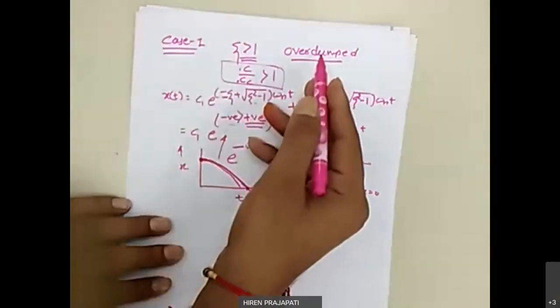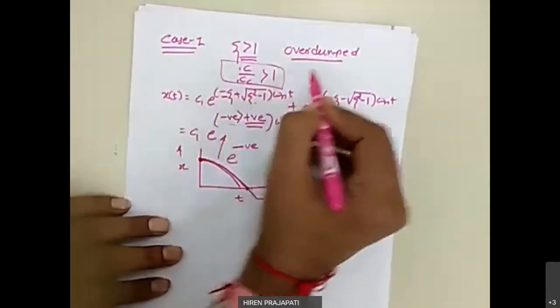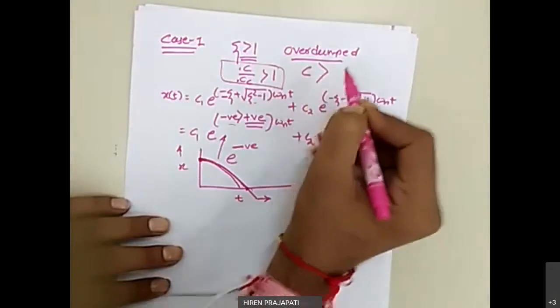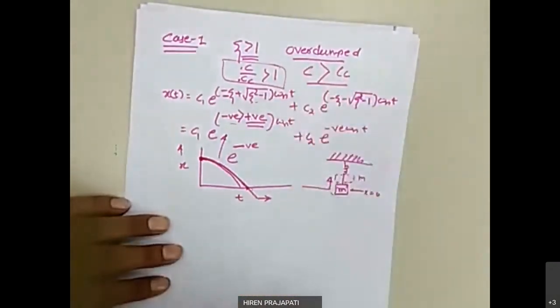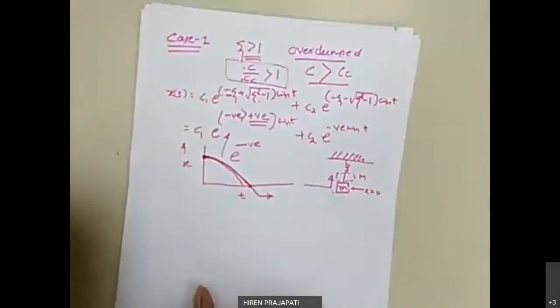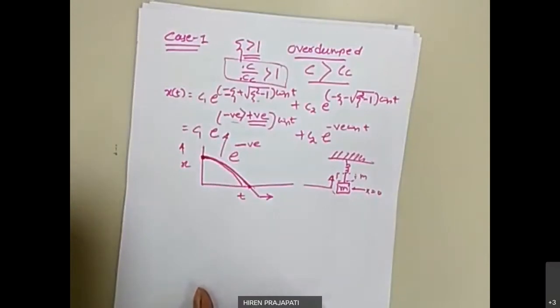So this is case one. If you go for the overdamped condition, it means external damping is greater than critical damping. Now, what is the meaning of critical damping? That we'll see here.